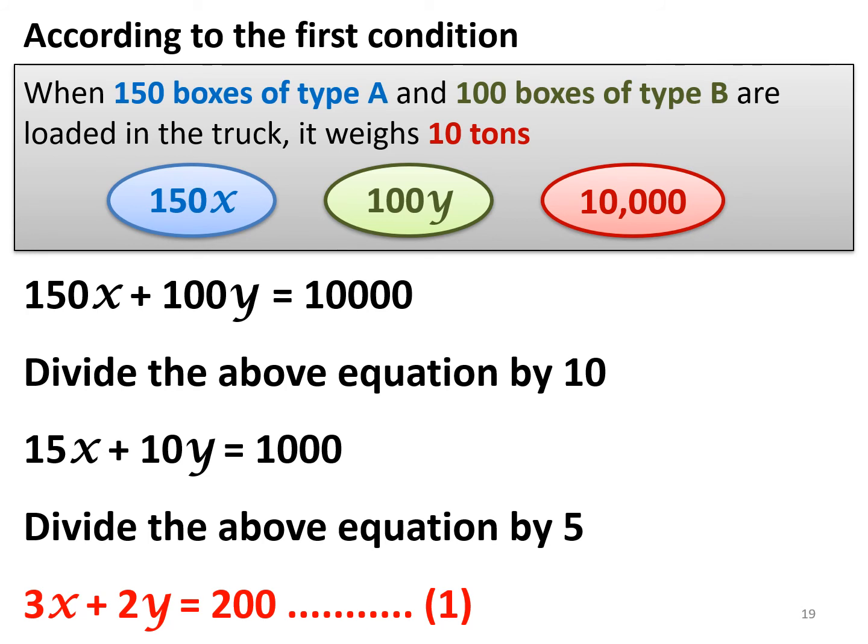I have divided twice. If you want, you can divide the equation once and then reduce it to the simplest form. So my equation becomes 3x plus 2y is equal to 200, which I give the equation numbering as 1.